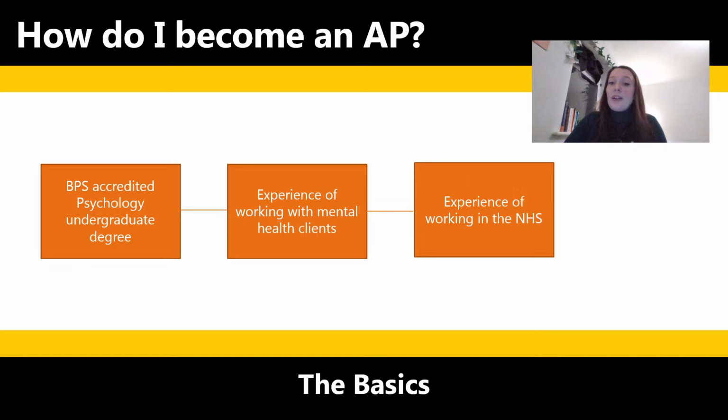If the AP role is more in research, then some form of experience doing research would be really beneficial. And the other one is experience of working in the NHS, because it's not uncommon for there to be over 100 applications for one assistant job. Unfortunately, we are all fairly evenly matched. We all have a good psychology degree more often than not. We've all got experience working with mental health clients, and more often than not, we've all got experience working in the NHS. So this is about making sure that you stand out.